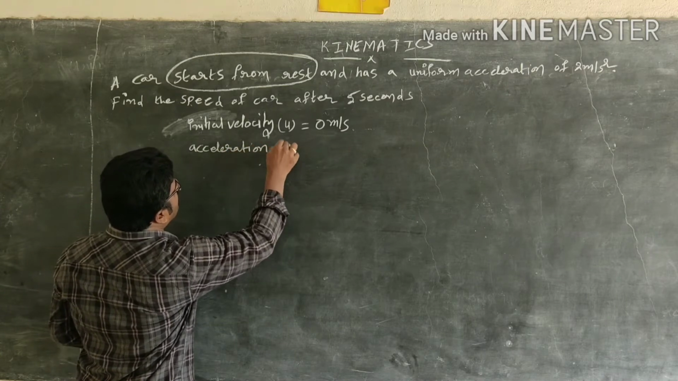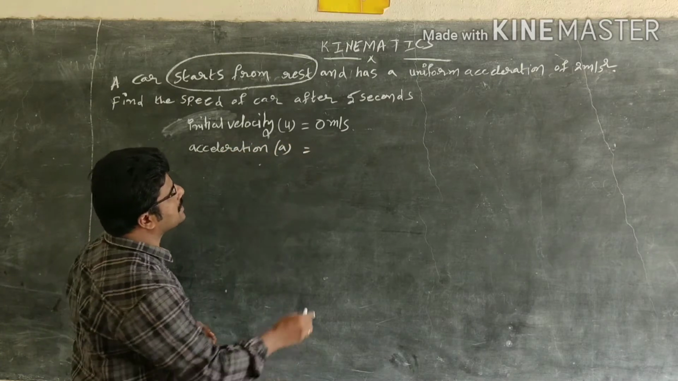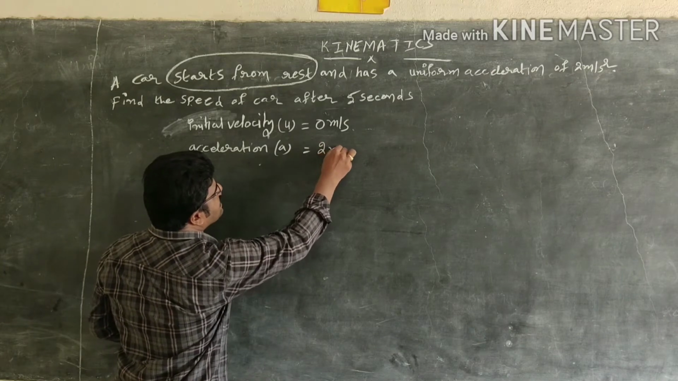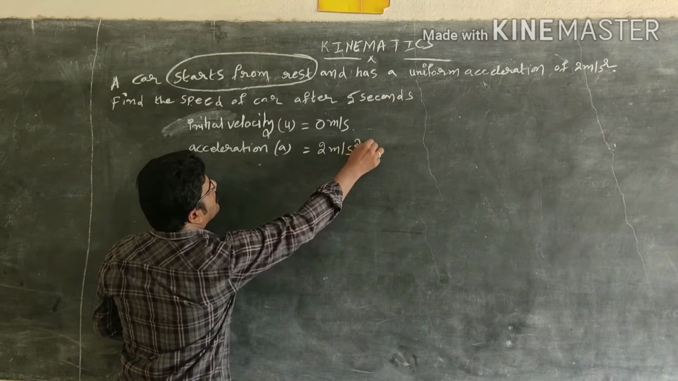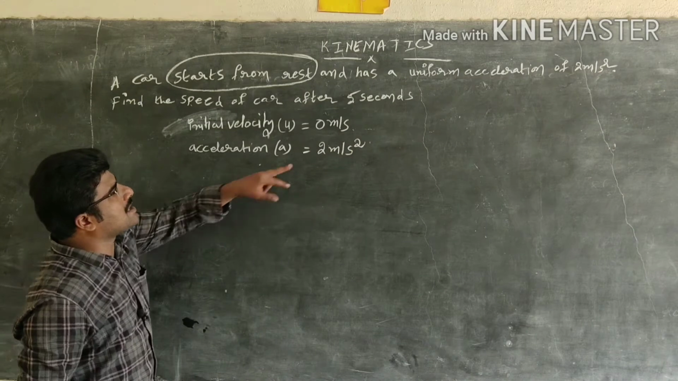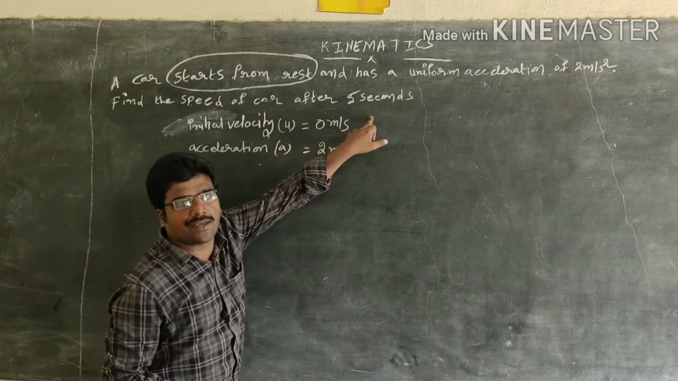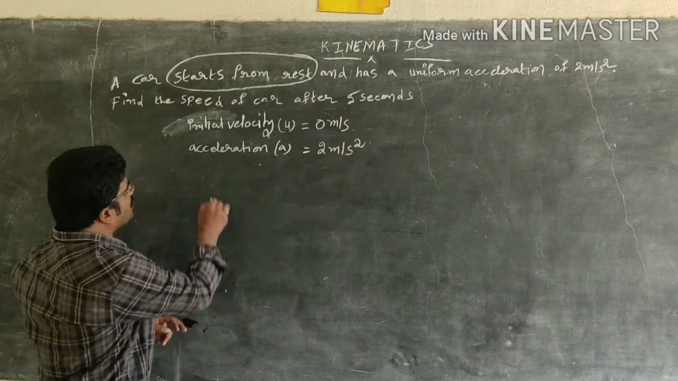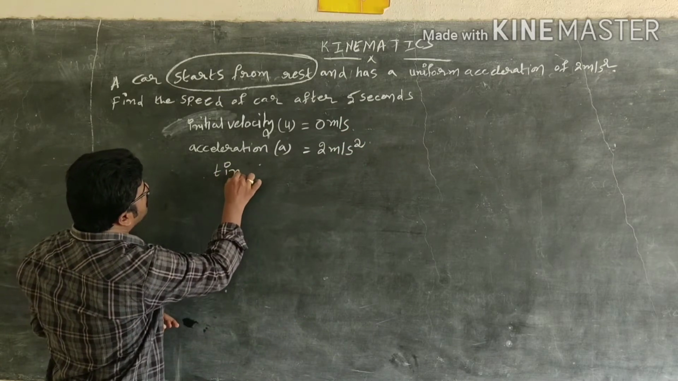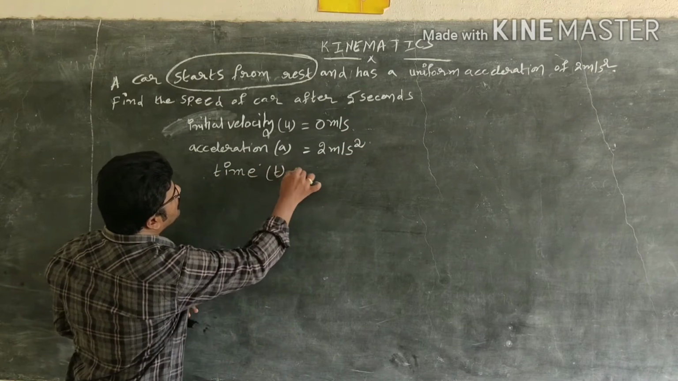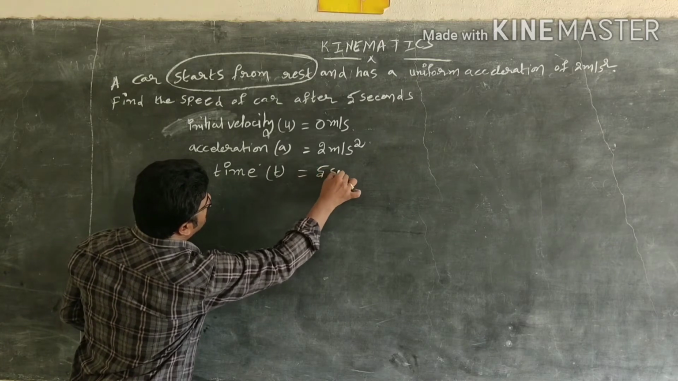Acceleration a is given. What is the acceleration? That is 2 meters per second square. Now, time is also given. We want to find the speed of the car after 5 seconds. So time is given. Time t equal to 5 seconds.